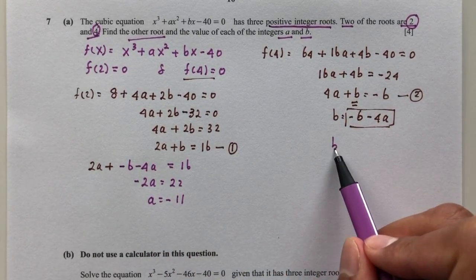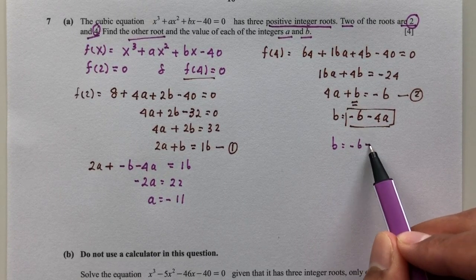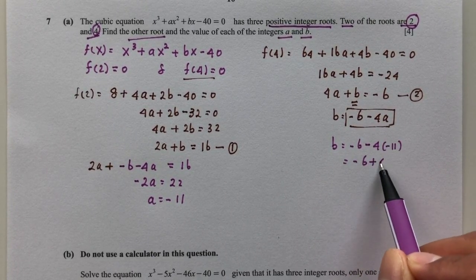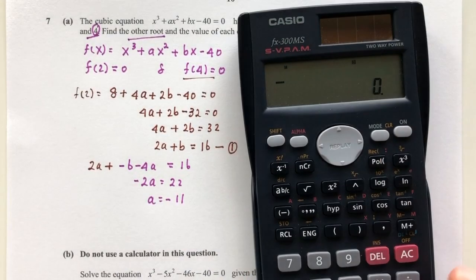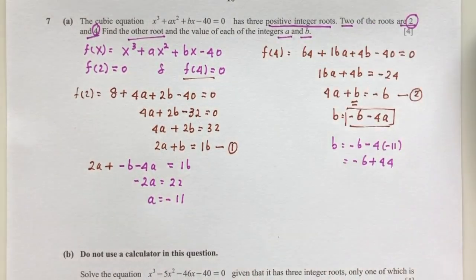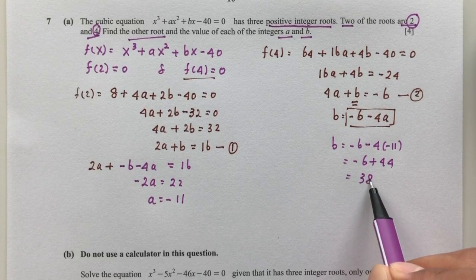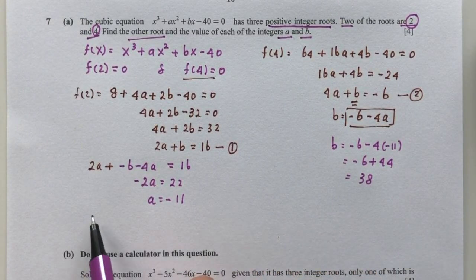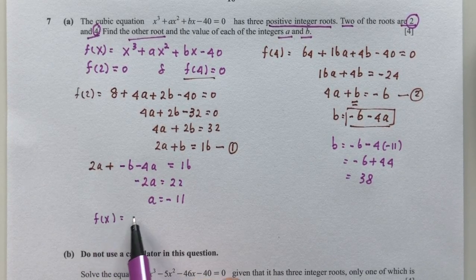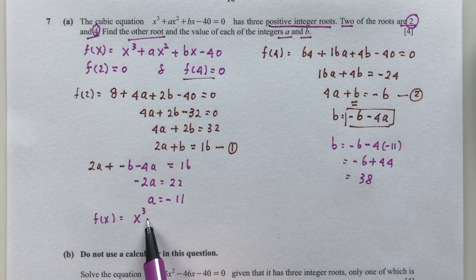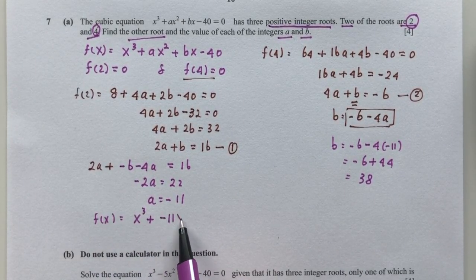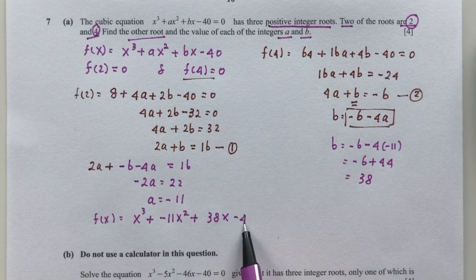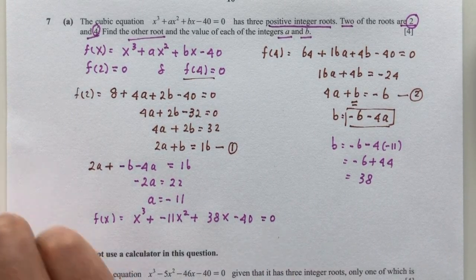So the value of b will be minus 6 minus 4 times minus 11. Minus 6 plus 44, that will be what? Let's see, that will be 38. So value of b will be 38. So right now our equation looks like, so f of x will look like x cubed plus a, which is minus 11 x squared, plus b, 38x minus 40 equal to 0.